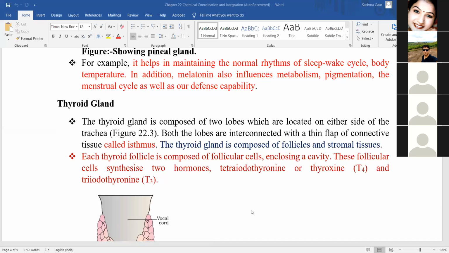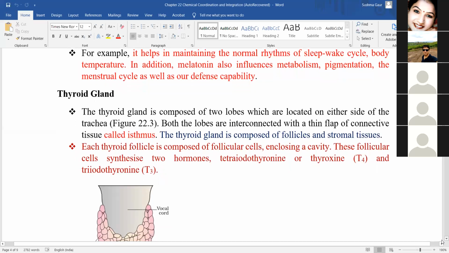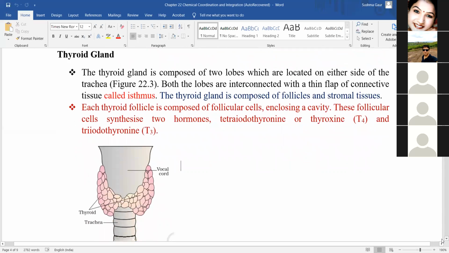Yeah. So the thyroid gland is composed of two lobes that are present on either side of the trachea. These both lobes are interconnected with the help of a very thin connective tissue known as isthmus. Okay, this question can be asked: both the lobes of the thyroid gland will be connected with the help of which structure, or which type of tissue? Then it is known as isthmus.